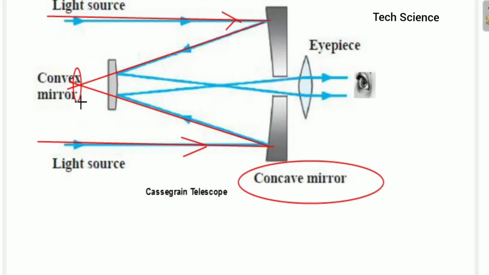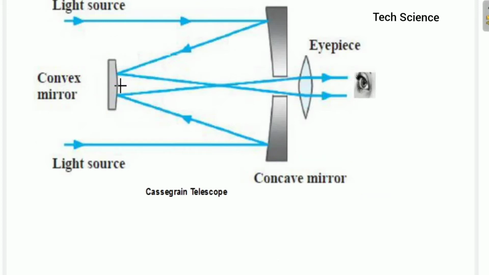It is called F. But before the light rays meet at the focus, we place a secondary mirror in front of this concave mirror. Observe here, this is the focus, but before this we use a small convex mirror, and this convex mirror is placed in front of this concave mirror.